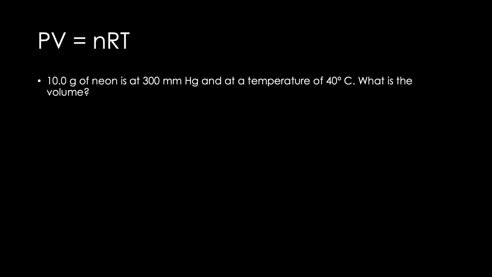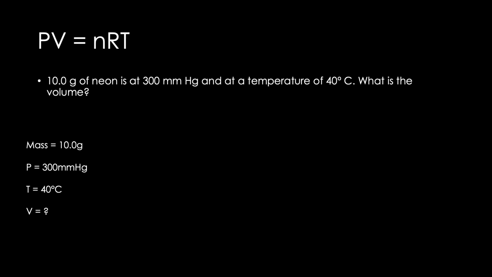Let's go through a quick example using this equation. Here we're given 10 grams of neon at 300 millimeters of mercury and 40 degrees Celsius. And the question is, what must be the volume? First, let's write down what we're given. We have a mass of 10 grams, a pressure of 300 millimeters of mercury, and a temperature of 40 degrees Celsius, and we're trying to find volume. Always take a moment to write out what you're given and what you're looking for.